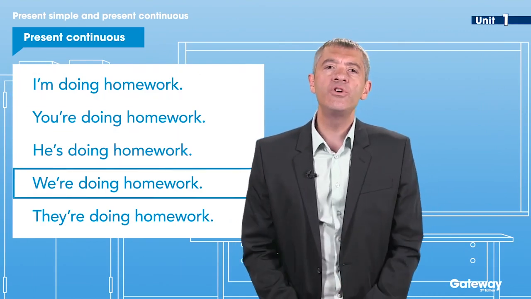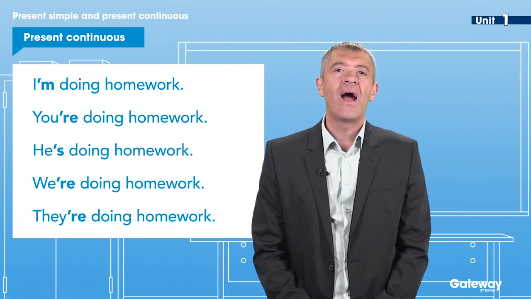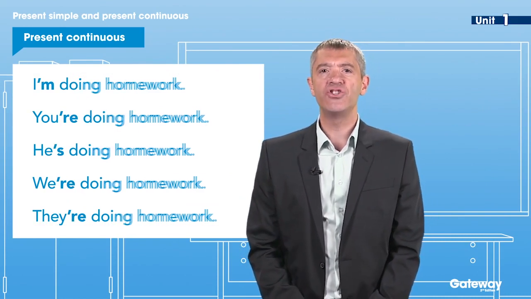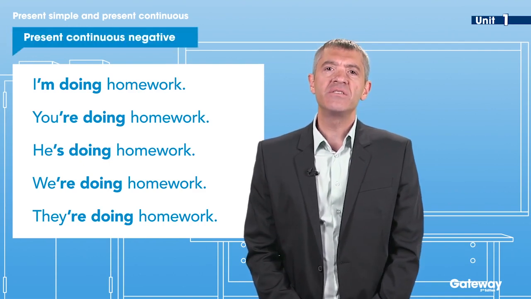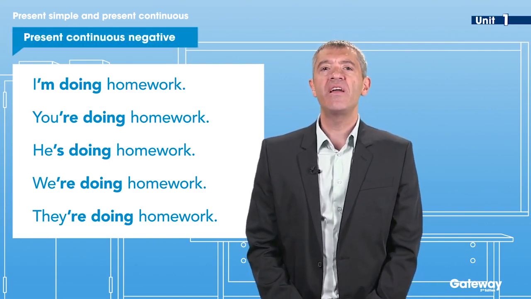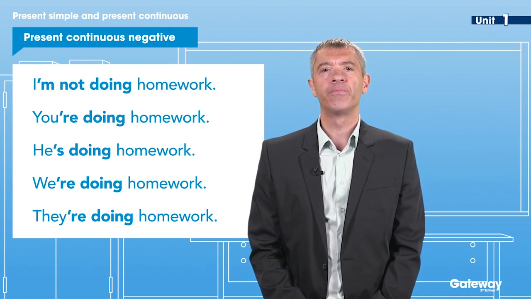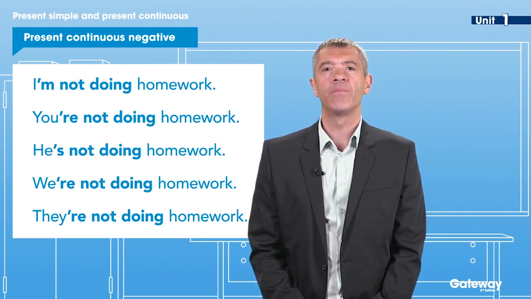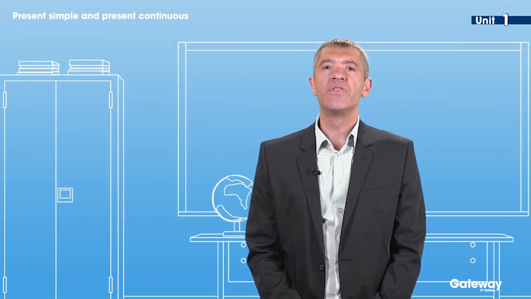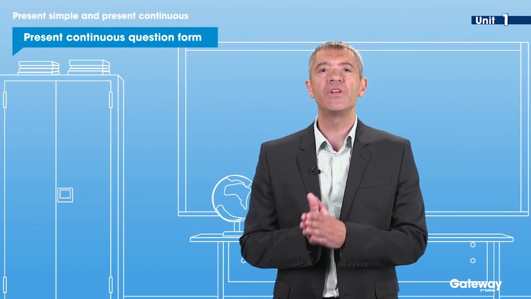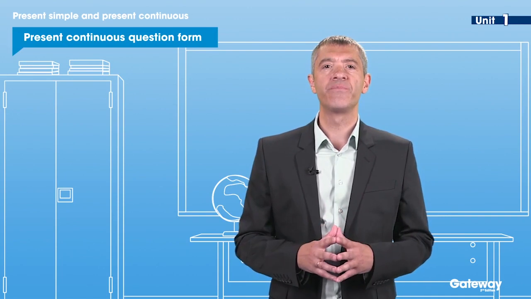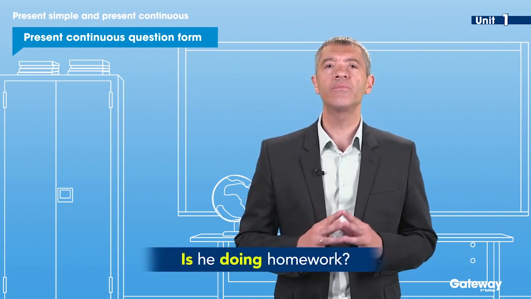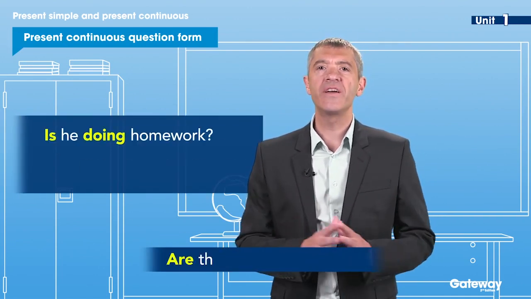You can see that we use the verb to be and we use the ing form. To make negative sentences, we just put the verb to be in the negative form. And to make questions, the verb to be changes position and goes before the subject. So we say, "Is he doing homework?" "Are they doing homework?"